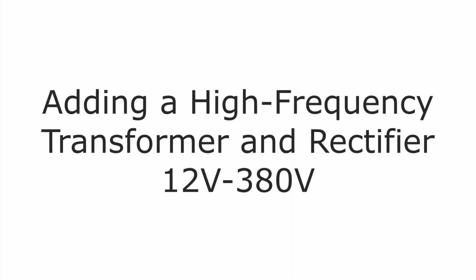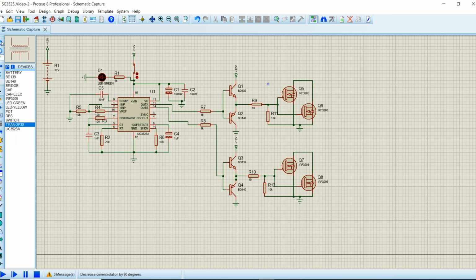Next, we connect the MOSFETs in a push-pull arrangement with the transformer primary winding. The center tap of the transformer goes to the positive of the 12-volt supply, while the two ends of the transformer connect to the drains of the MOSFETs. The sources are tied to the ground. This way, the two MOSFETs alternately drive the transformer.